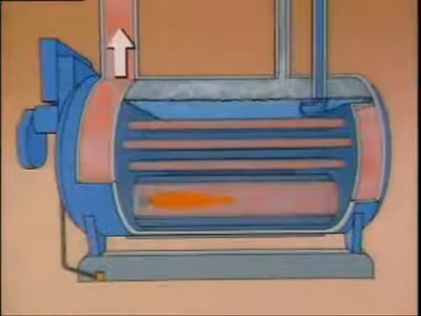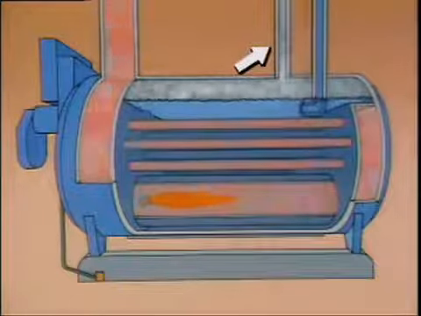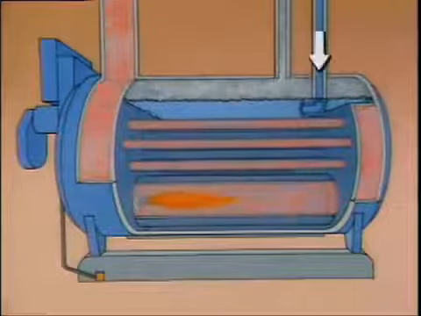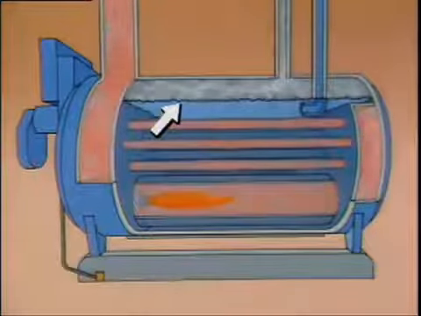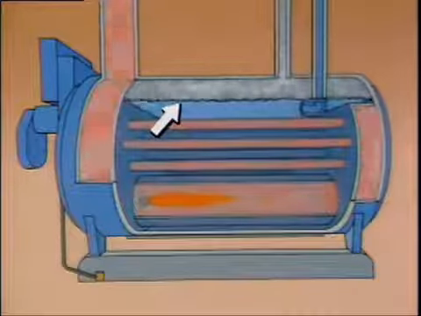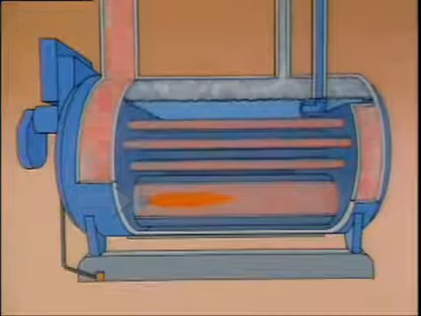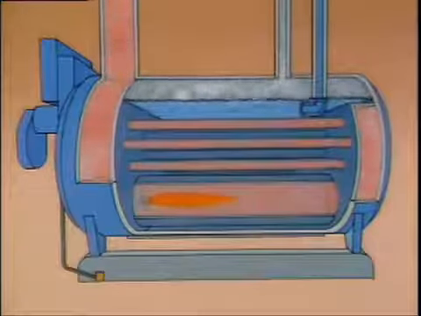There's also an outlet for the gases, a feed water line, and a steam outlet line. During operation, water enters through the feed water line. The water level is maintained above the fire tubes to protect the tubes from overheating. Fuel and air enter the combustion area. The burning fuel transfers heat to the water in the shell.